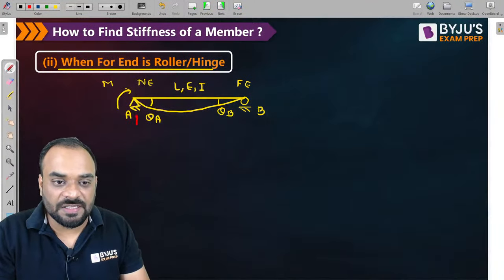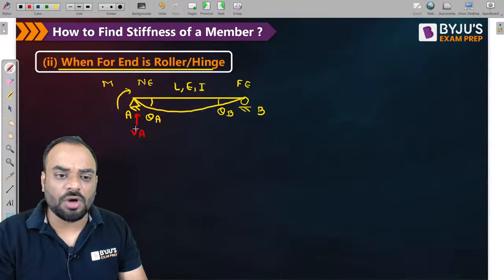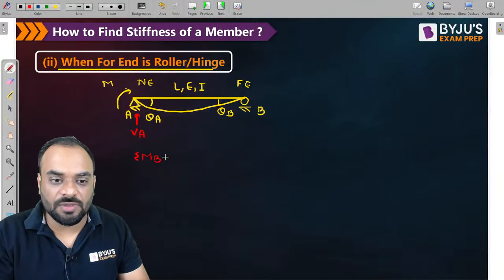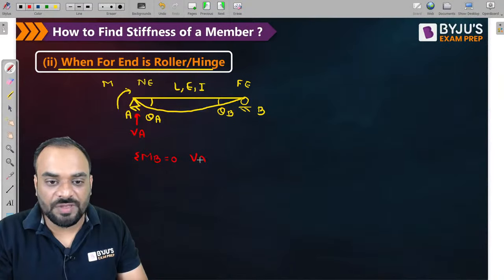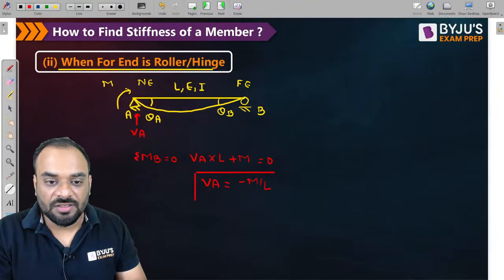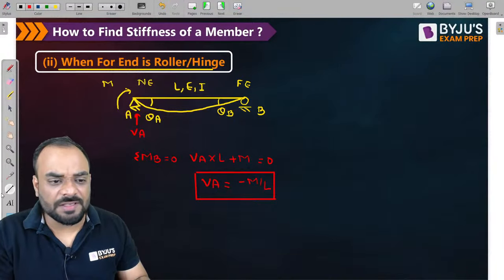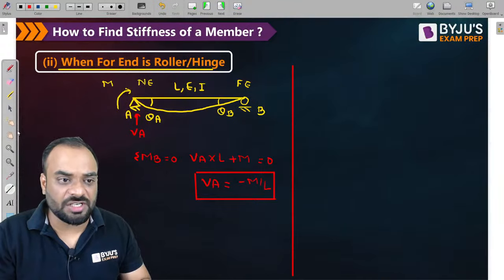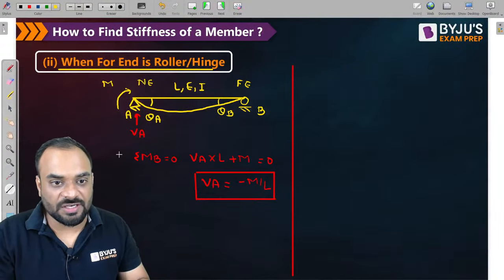Now guys, let us consider the reaction at support A is VA. So can I find out what is the value of VA easily? Yes, we can write here guys, summation moment at B is equal to 0. That means VA into L plus M is equal to 0. So the value of VA is equal to how much? It should be minus M by L. This is the value of VA which we are getting. Okay. Now tell me guys, after knowing the reaction VA, it is very easy to write down the moment equation at any distance x on the structure.